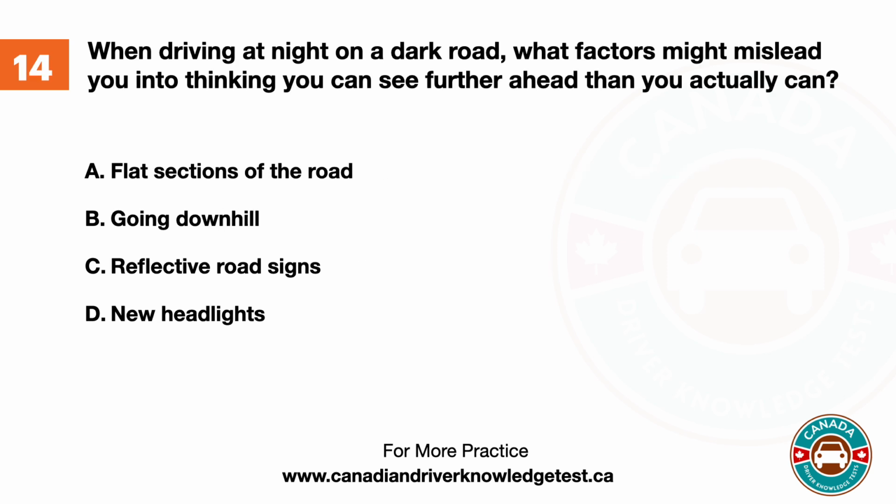Question 14. When driving at night on a dark road, what factors might mislead you into thinking you can see further ahead than you actually can? A. Flat sections of the road. B. Going downhill. C. Reflective road signs. D. New headlights. The answer is C. Reflective road signs.